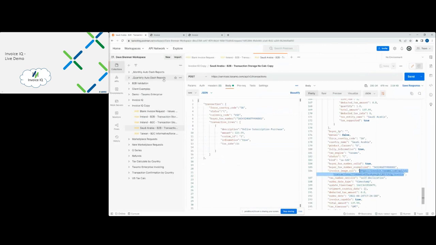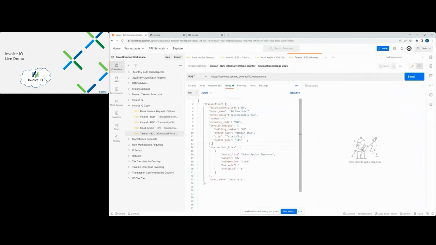As a final quick one with Taiwan, on this request, I've included an extra couple of details. So while we only require 4 or 5 pieces of information, if there are pieces you want to be returned in the invoice, you can also include them as part of that call.